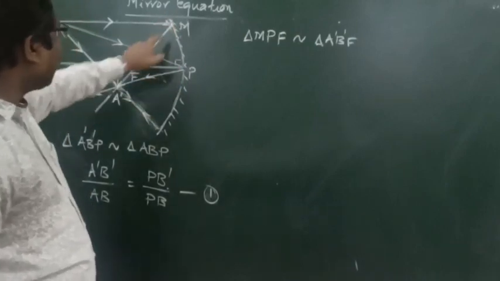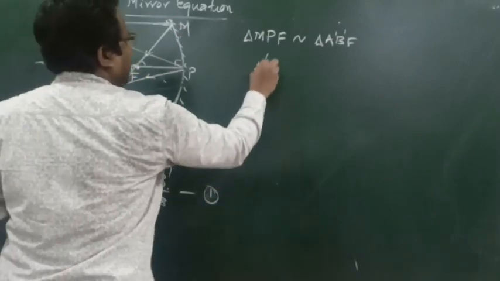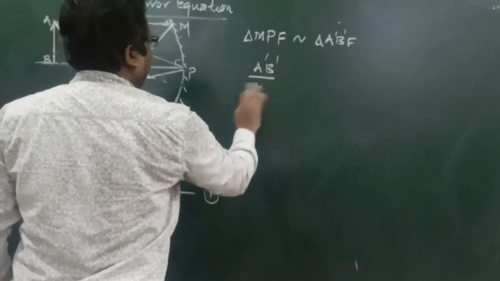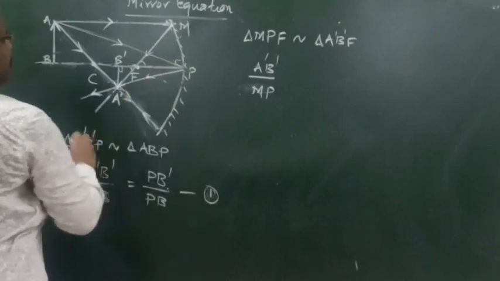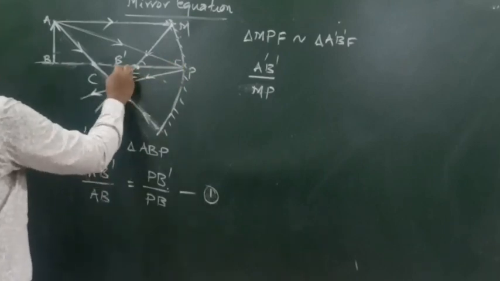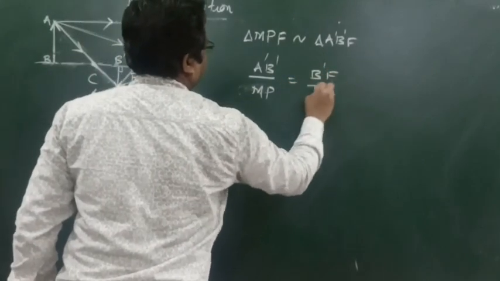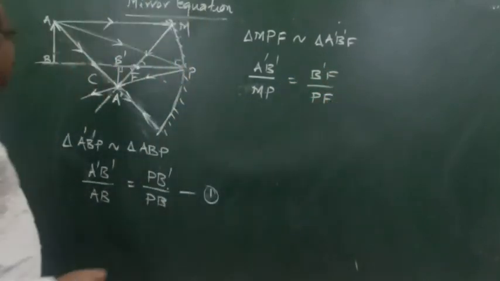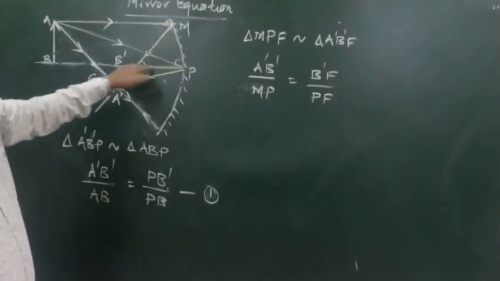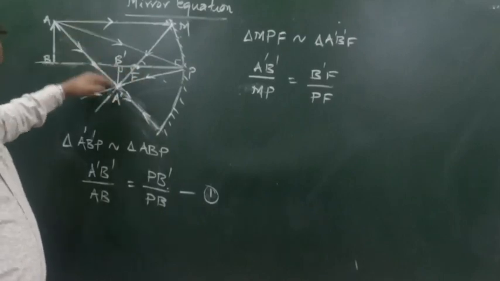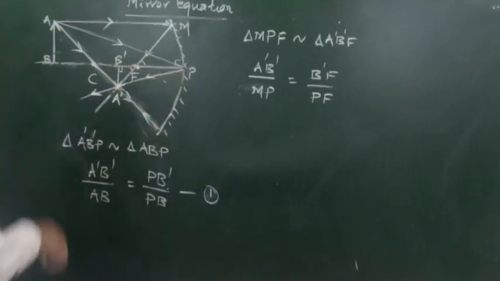So here this triangle MPF is similar to A dash B dash F. So you may write A dash B dash upon MP as B dash F upon PF. Are you getting it? These two triangles are similar, this triangle and this triangle. So A dash B dash upon MP must be equal to B dash F upon PF.